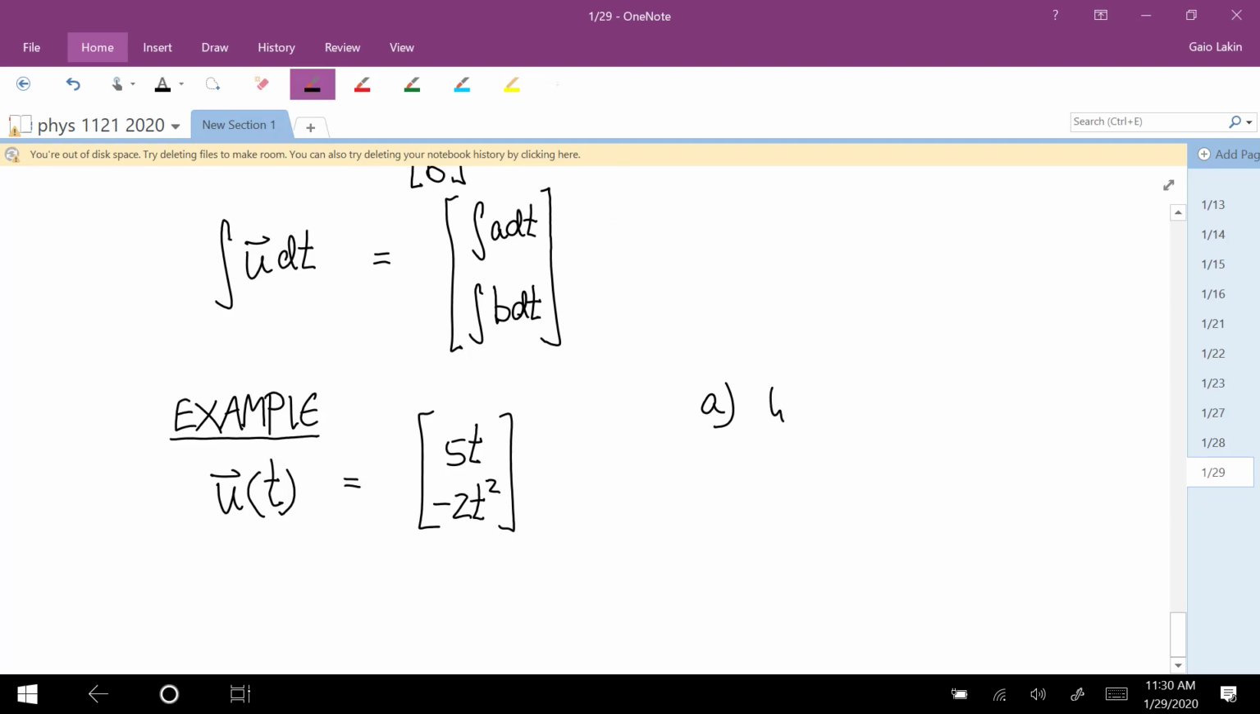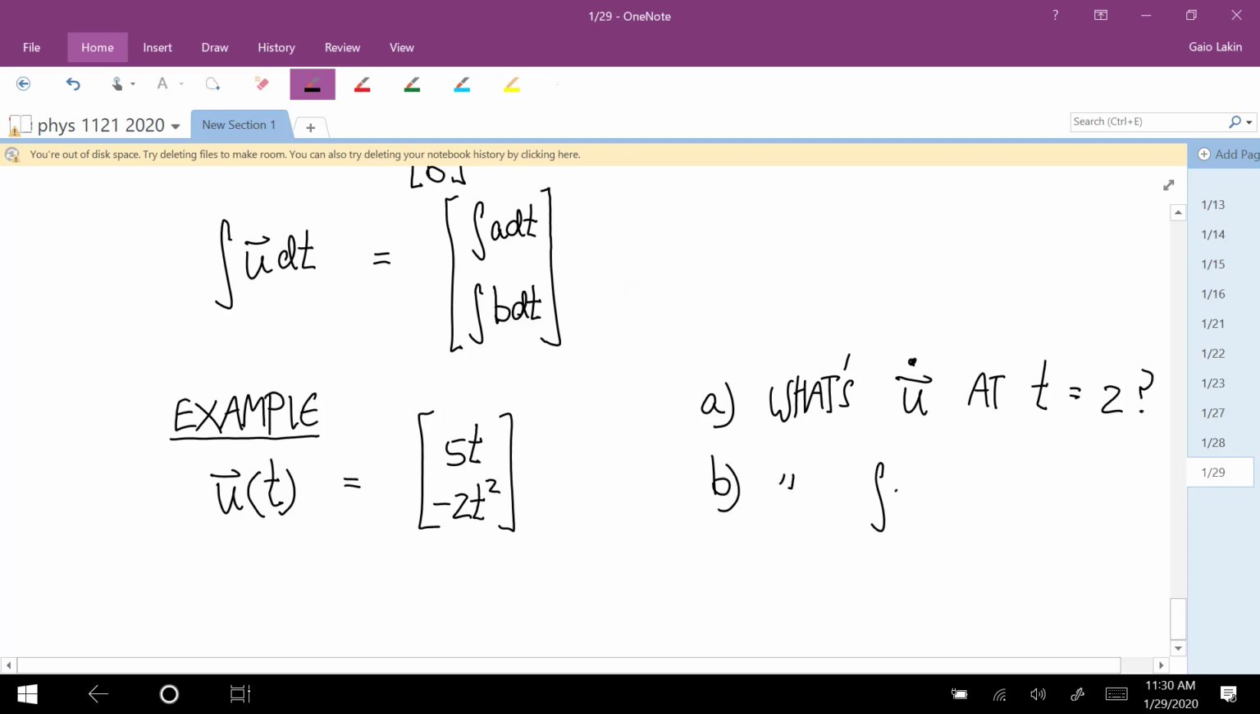So first, let's calculate u dot at time equals 2. And second, let's calculate the integral of u dt at time equals 1 second, or whatever units of time you're using.